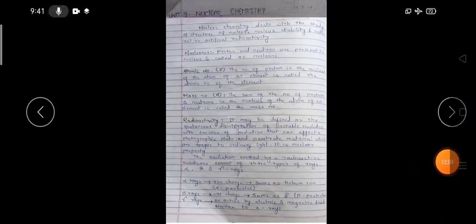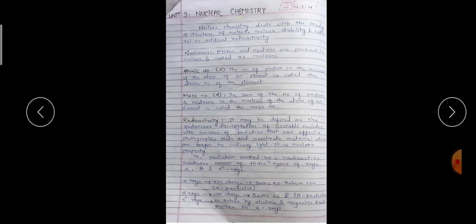Nuclear chemistry is nothing but the branch which deals with the study of the structure of the nucleus, the nuclear stability, and natural or artificial radioactivity, meaning how that nucleus will disintegrate, how that element will fragment, or say how that element will produce the daughter element. Okay, that is called nuclear chemistry. Study of this process is nothing but nuclear chemistry.